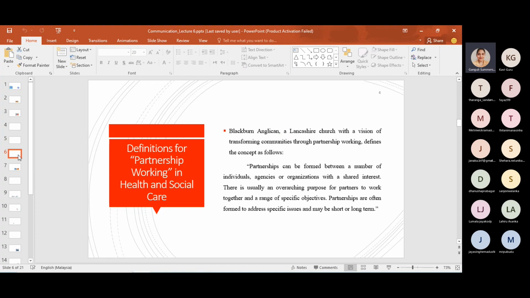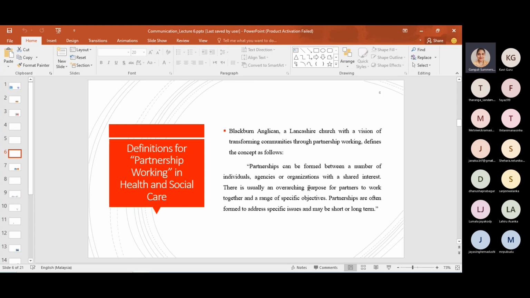Okay, so this is another really nice definition given for partnership working by a church. This is how this particular church has defined partnership working. Partnerships can be formed between a number of individuals. As I mentioned earlier, for a partnership, you should have at least two organizations or two parties. But it doesn't have to be only two. It can be two, or it can be more than two as well.